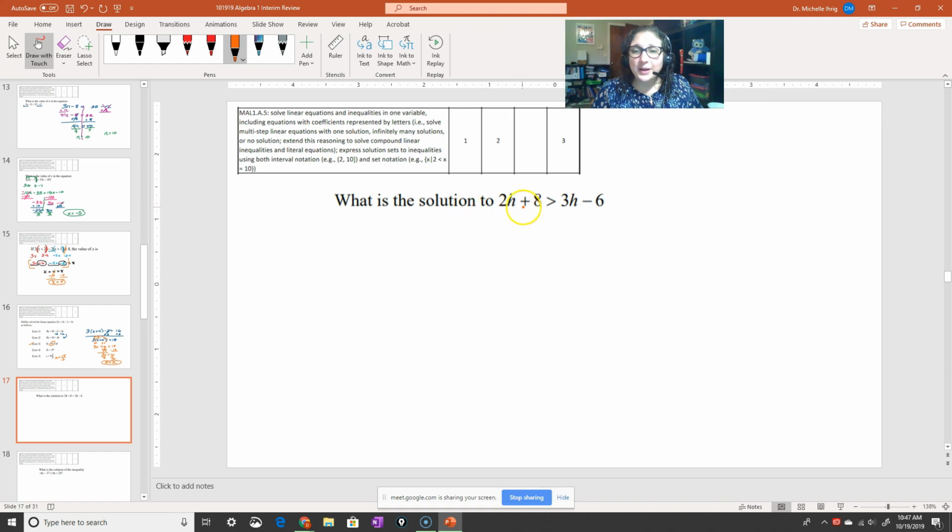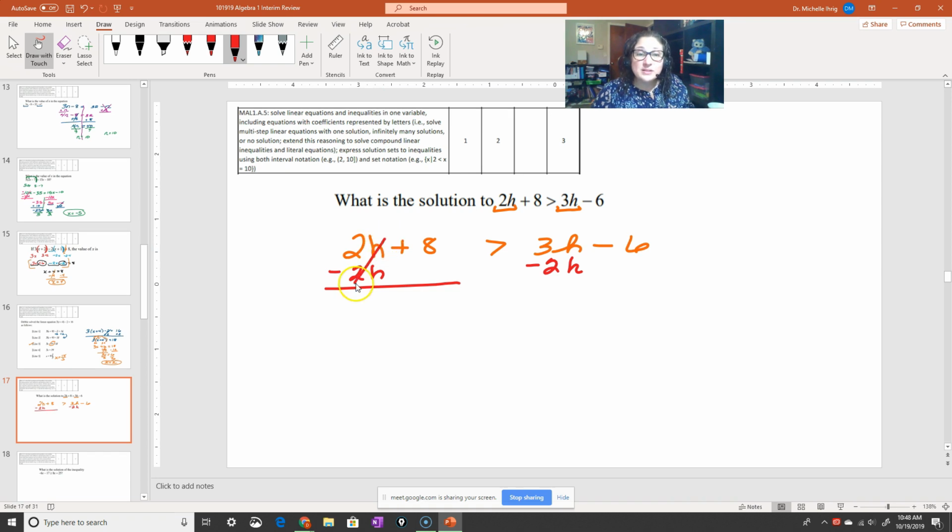Here we've got 2h plus 8 is greater than 3h minus 6. So I look at myself and I'm like, okay, here I have a 2h, here I have a 3h. Well, 3 is bigger than 2. So that means I'm going to move my 2h over. So if I start off with 2h plus 8 is greater than 3h minus 6, because we know that 3 is bigger than 2, my first step, again, is to move the 2h over, because this eliminates the need for me to flip the signs because of multiplication or division.